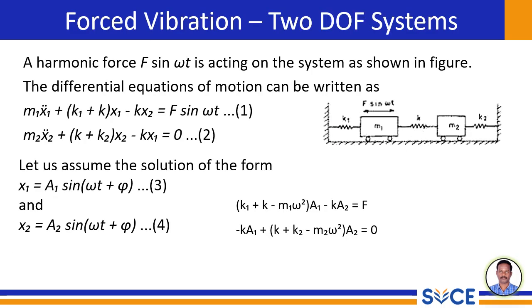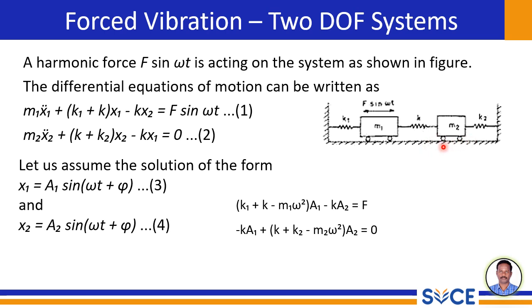We come to our final discussion, that is moving on to complex systems, a 2 degree of freedom system subjected to forced vibration. As you can see in the diagram, we have two masses M1 and M2 connected by springs K1, K2, K. A harmonic force F sin omega t is applied to mass M1. This system has 2 degrees of freedom because each mass can move independently in the horizontal direction.